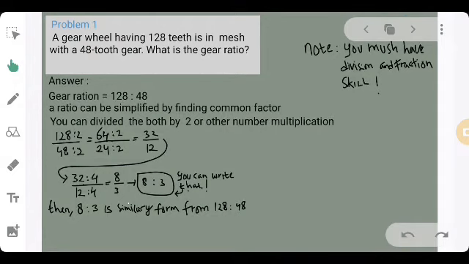Problem one. A gear wheel having 128 teeth is in a mesh with a 48 tooth gear. What is the gear ratio? You must have the definition and fraction skills. The definition is very important for ratio problems. The gear ratio is 128 to 48. A ratio can be simplified by finding a common factor. You can divide both by 2 or another number.